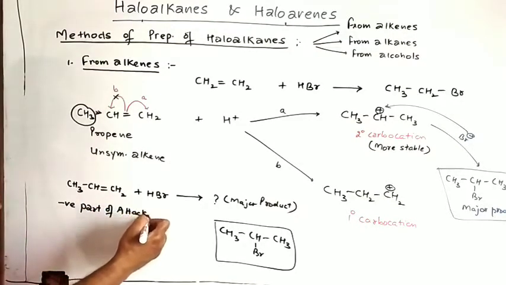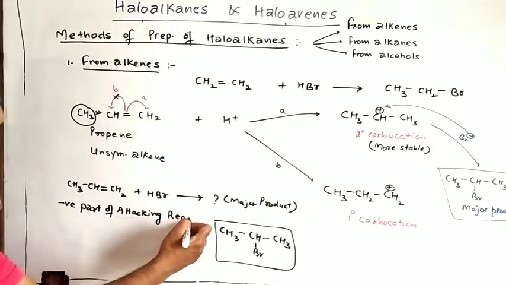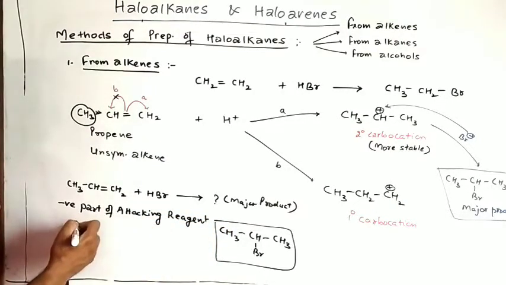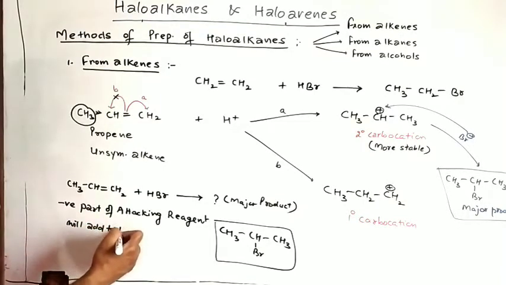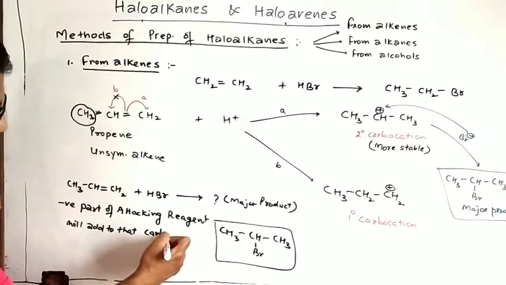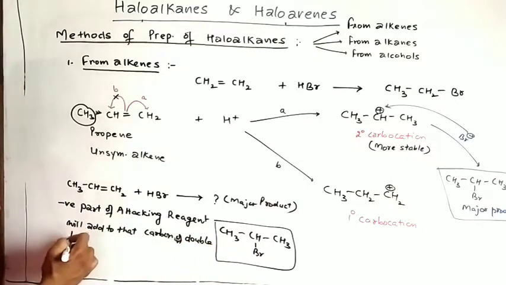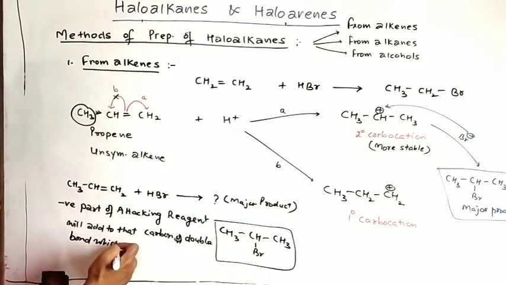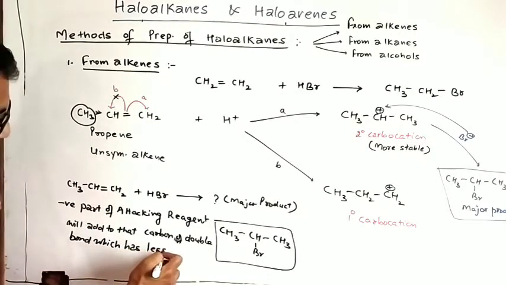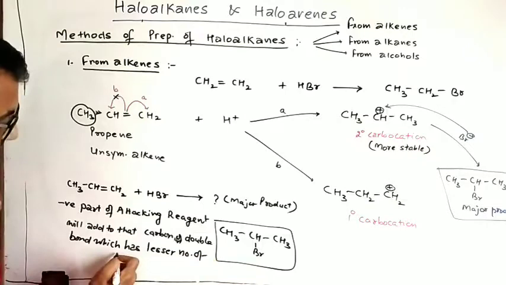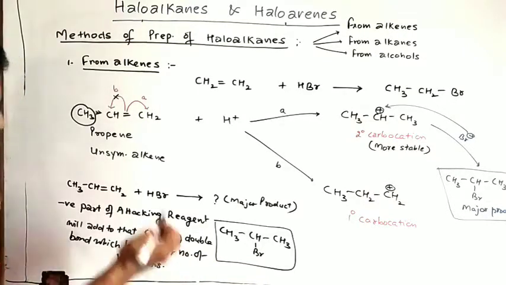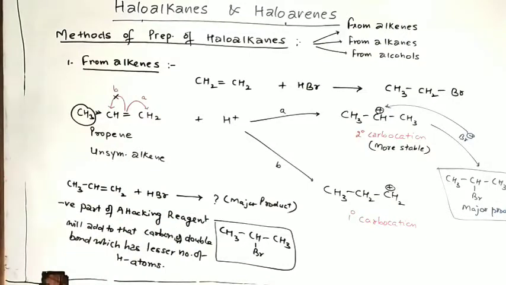Okay, the negative part of the attacking reagent, that is HBr here, will add to that carbon of the double bond which has the lesser number of hydrogen atoms. That will give you the major product. So simply, if the major product is asked, where do you put Br? On the carbon which has fewer hydrogens.